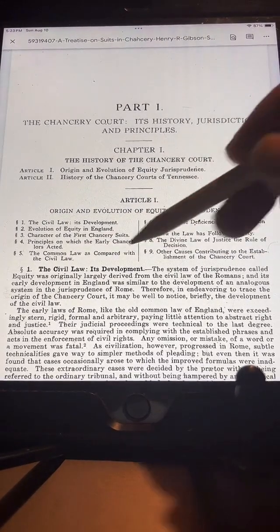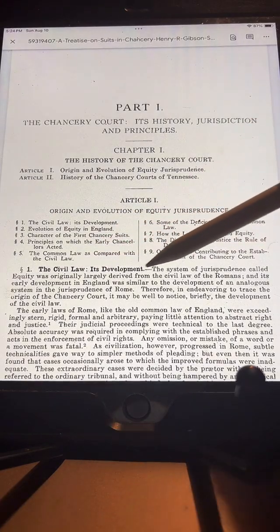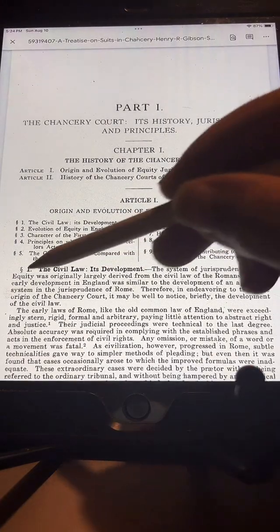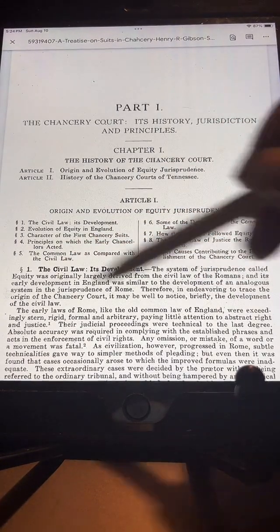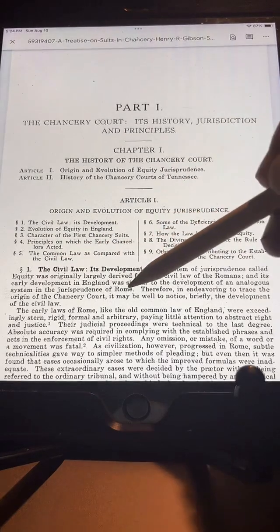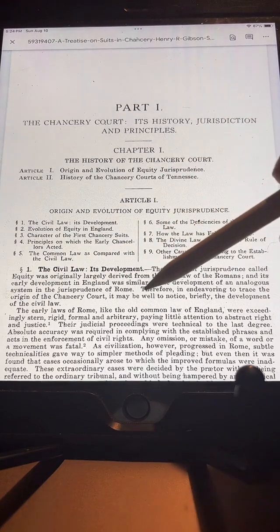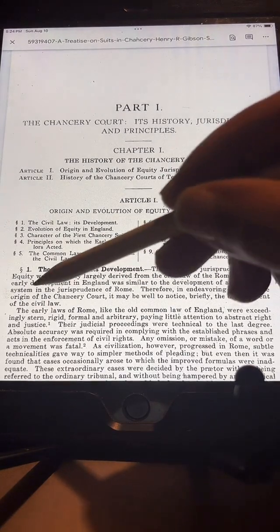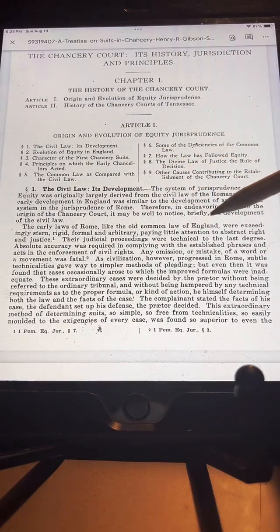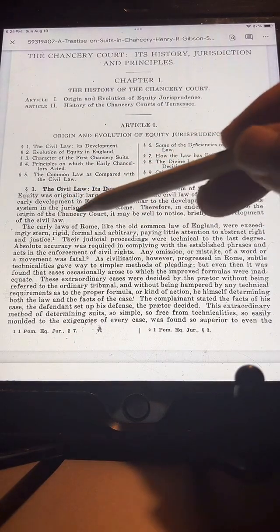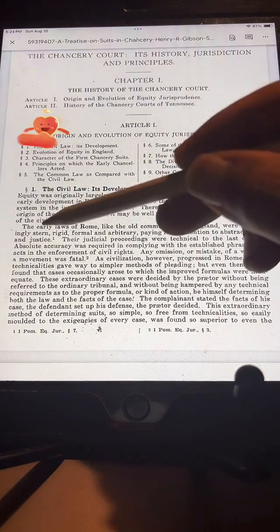Civil law, its development. The system of jurisprudence called equity was originally largely derived from the civil law of the Romans, and its early development in England was similar to the development of an analogous system in the jurisprudence of Rome. Therefore, in endeavoring to trace the origin of chancery courts, it may be well to notice briefly the development of the civil law. The early laws of Rome, like the old common law of England, were exceedingly stern, rigid, formal, and arbitrary, paying little attention to abstract right and justice.